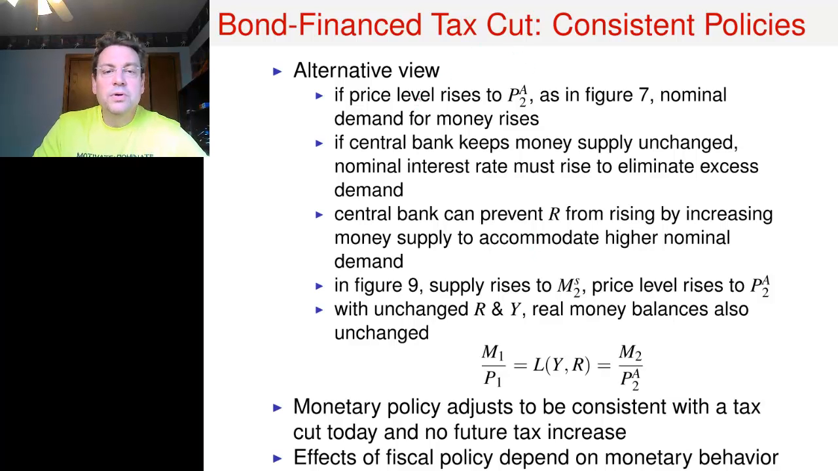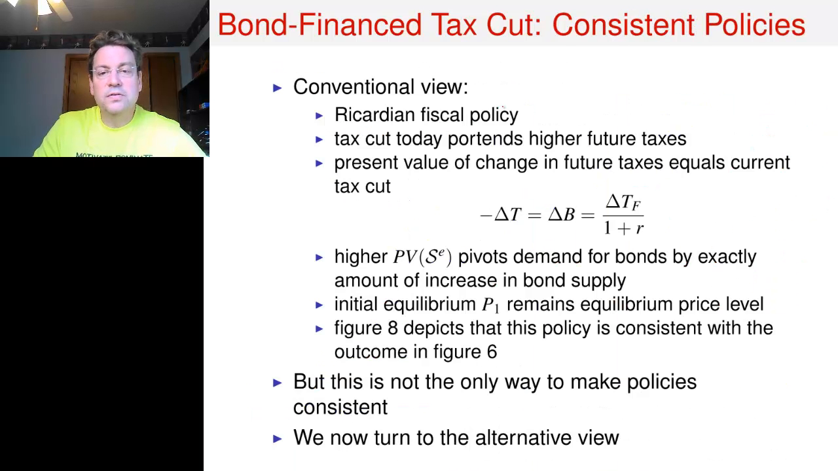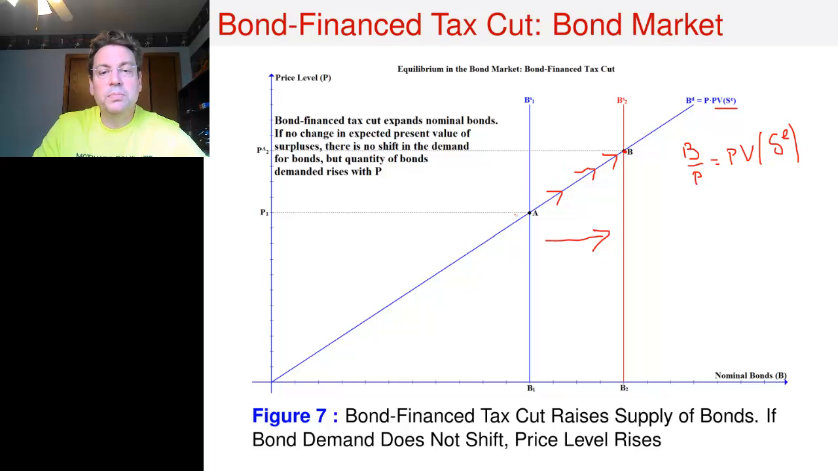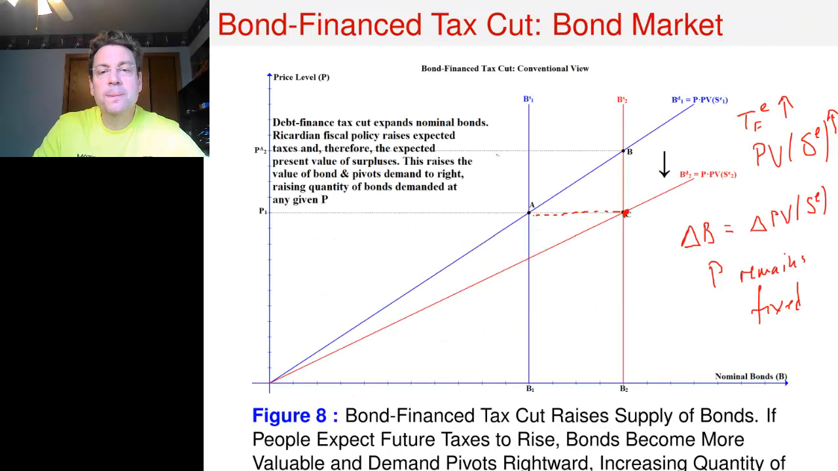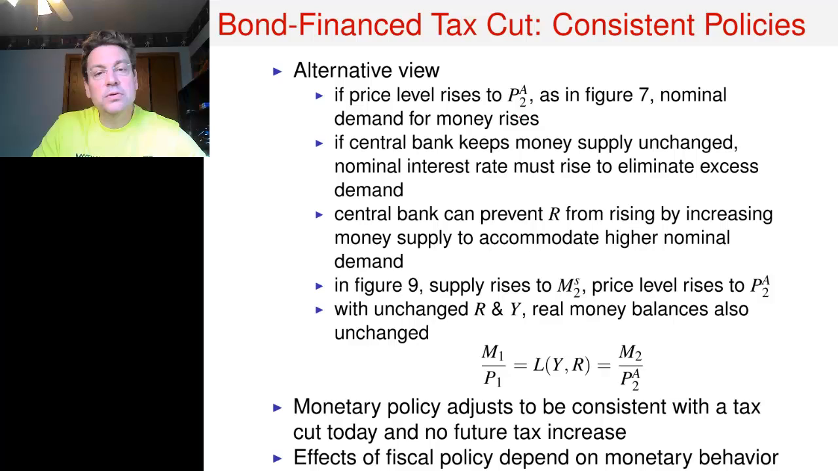Well, in the alternative view, if the price level were to rise, as it does in this picture, from P1 to PA2, then we know that that's going to increase the nominal demand for money. Now, if the central bank keeps the money supply unchanged, then the only way that you can get equilibrium in the money market is if the nominal interest rate rises. Why is this? Well, think this through with me. If the price level rises, then the nominal demand for money goes up. So we have an excess demand for money. If the supply doesn't rise to satisfy that excess demand, then something has to happen to reduce demand. And the thing that will happen is the nominal rate will rise in order to squeeze out that excess demand.